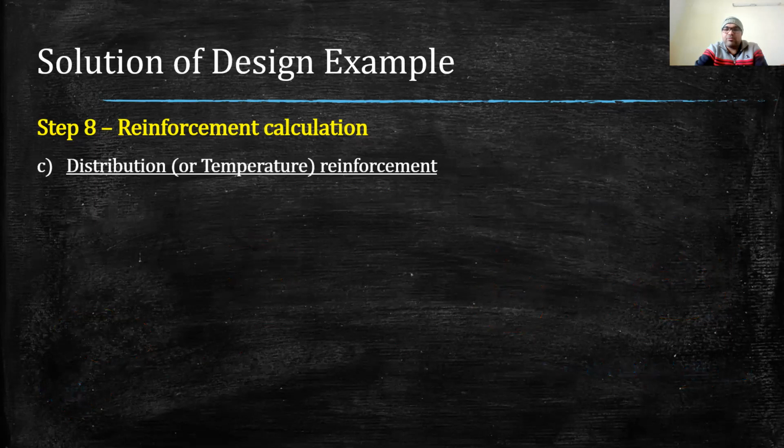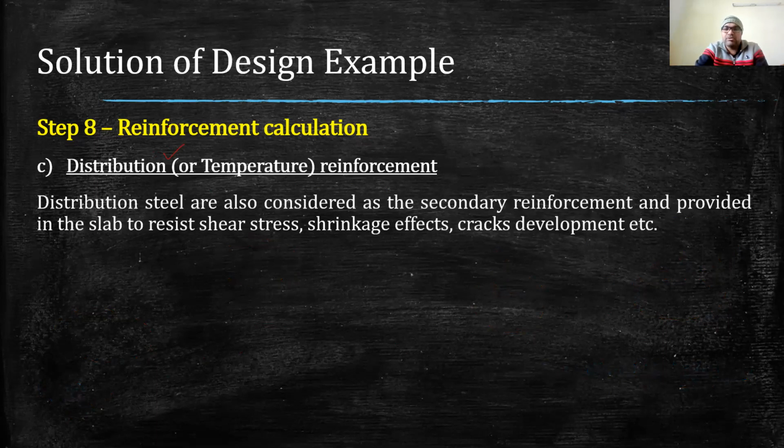Similarly, now we will calculate the distribution reinforcement. Now, why do we provide this distribution reinforcement? I think I have already discussed that, but here also I have written. Distribution reinforcement is also considered as secondary reinforcement, and we provide it in the slab to resist the secondary effects like the shear stress, shrinkage effect, crack development. So all these effects are generally resisted by providing the secondary reinforcement.